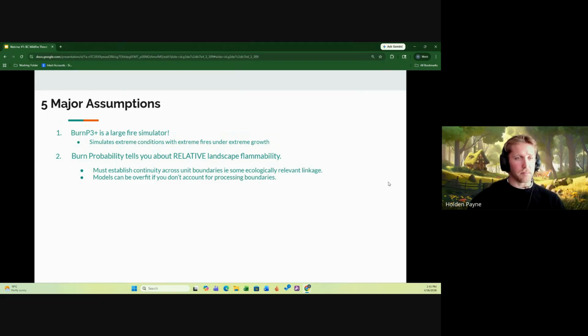If you break up your landscape into units for processing speed or modeling, as we've done, you have to establish some continuity across those units, some ecologically relevant variable to connect your units together. Because you can overfit your models, essentially, if you don't establish continuity between units, and then it can be relativized. The way we've done it is to get to a point where we can say the burn probability in the Northeast is relative to the burn probability in the Southern Interior or in the Caribou. I'll get into how we got to that, but that's important to think about. How we did that was through eco divisions. We used the BCWS eco divisions that segment different fire season lengths and fire regime patterns.